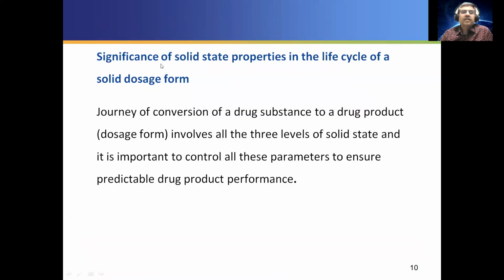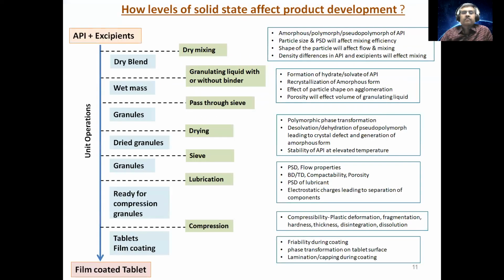We will now look at the significance of solid state properties in the life cycle of a solid dosage form. The conversion of a drug substance to a drug product, which is the dosage form, involves all the three levels of solid state, and it is important to control all these parameters to ensure predictable drug product performance. This diagram shows the journey of the API to a finished dosage form like a film coated tablet.